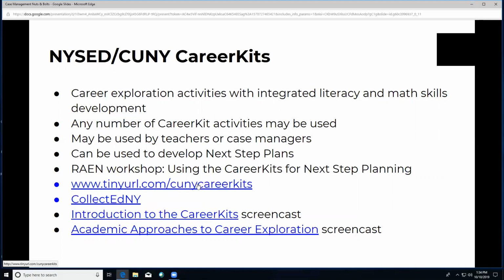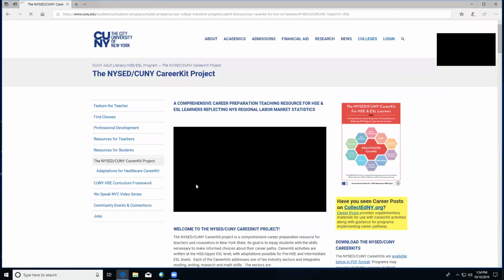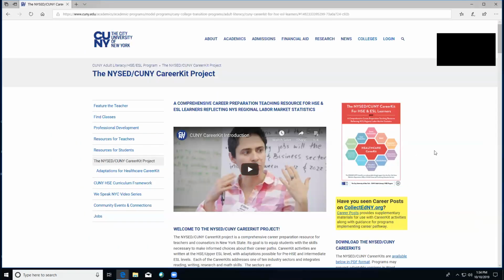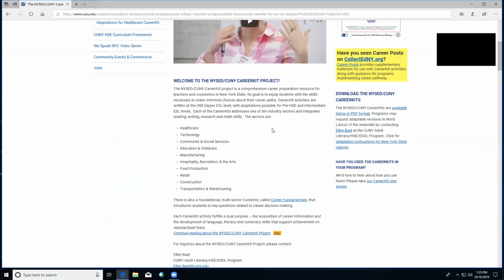So now we're going to go to the Career Kit website, and I'm going to show you what that looks like and where you can find the materials. This is the Career Kit website. There are 11 career kits, one called Career Fundamentals, and one in each of 10 industry sectors. That's what you see here in the middle of the page. The structure of the career kits is very similar. So if you learn the structure of Career Fundamentals, when you go to one of these other sector-based kits, you're going to see very similar activities structured in a very similar way.